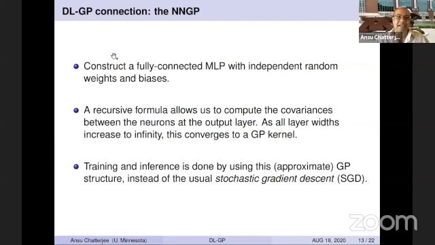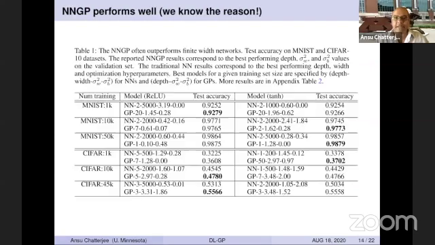Here's a second DL-GP connection. This is known as NNGP, Neural Network Gaussian Process. We construct a fully connected multilayered perceptron, so your usual feed-forward network with random weights and biases. And then you move the whole thing through, except that you compute at the last layer, at the output layer, a kernel that corresponds to that. And then instead of using your stochastic gradient descent, you take that kernel learning and treat the output layer as a Gaussian process.